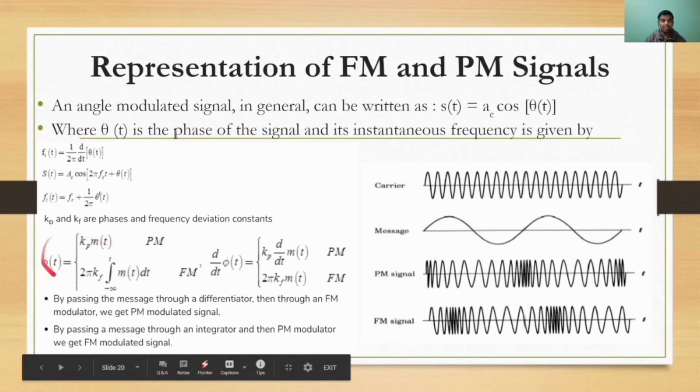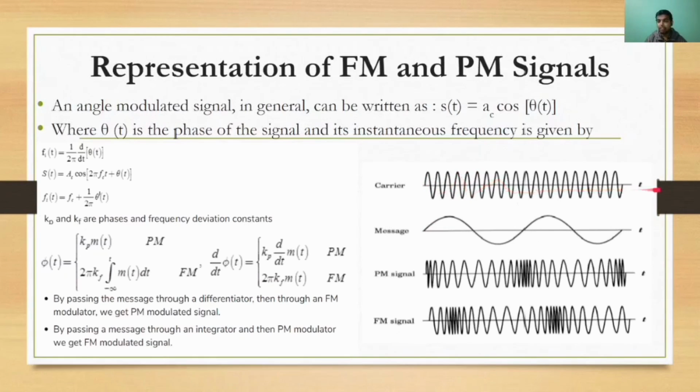But from this equation we can tell, by passing the message through a differentiator then through an FM modulator, we can get a PM modulated signal. So we can convert a PM wave to FM and an FM wave to PM. So here is the picture.